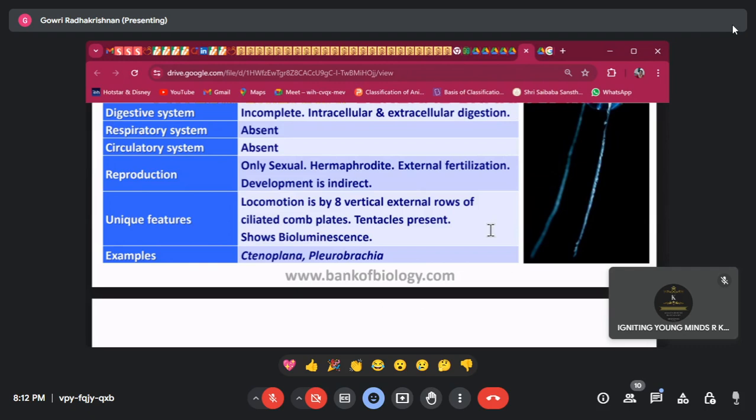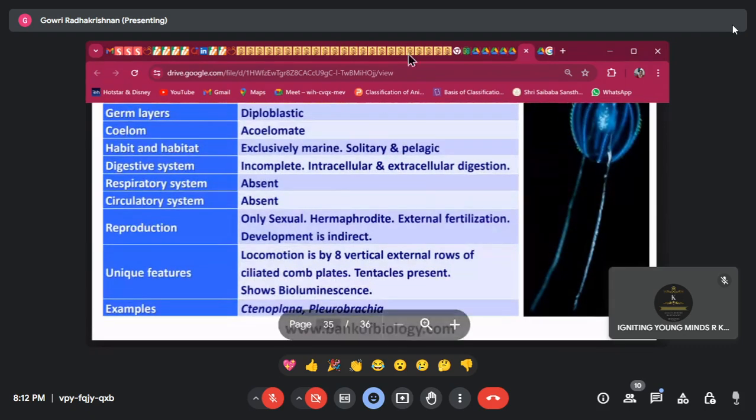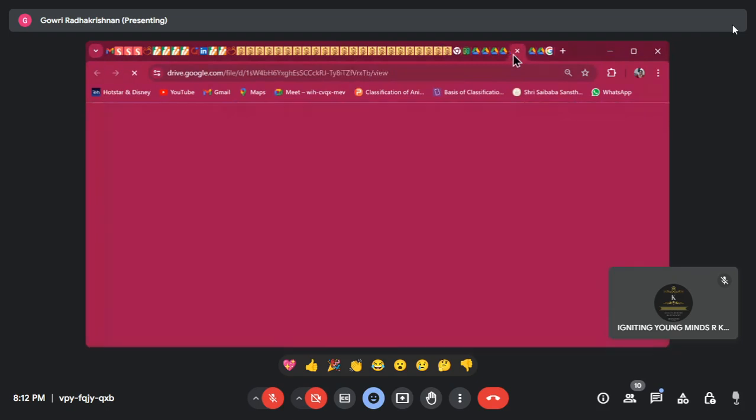Tenoplana and Pleurobrachia. These are some examples. Now we'll go to the next phylum.